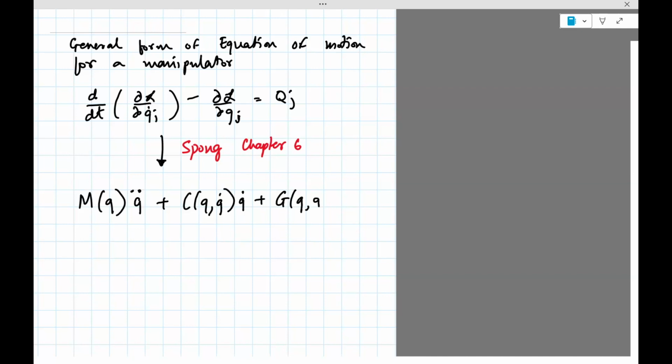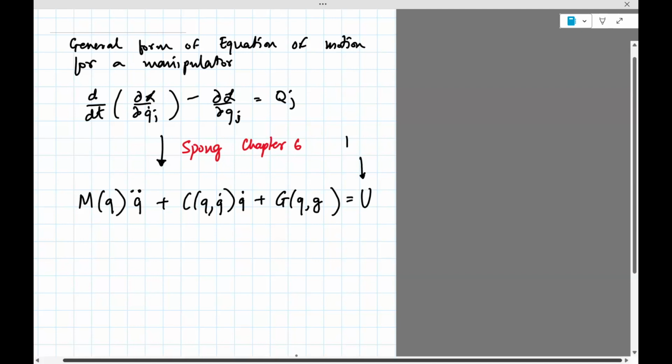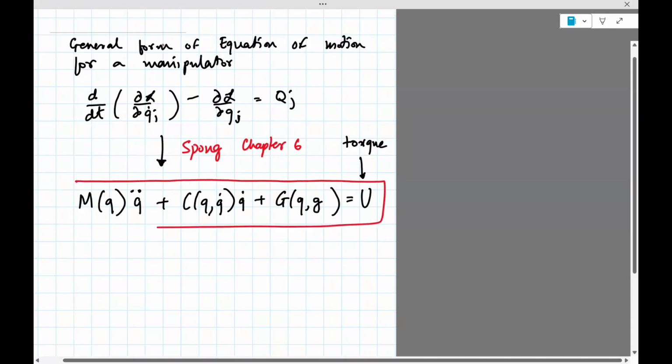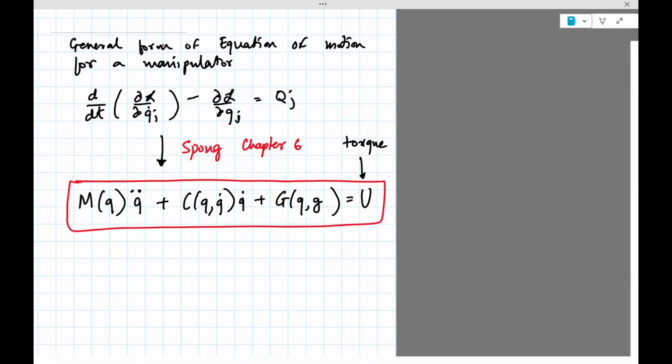I'll put something else here. I'll put G. It's not usually written like this, but this will be helpful later on when we try to derive, equals the net torque. We'll call that u. Okay, it's always of this form. A lot of control is going to be dependent on this form.